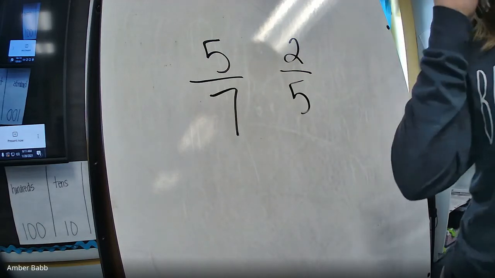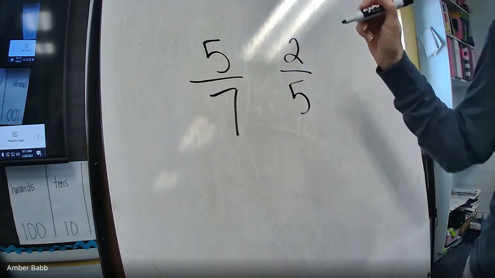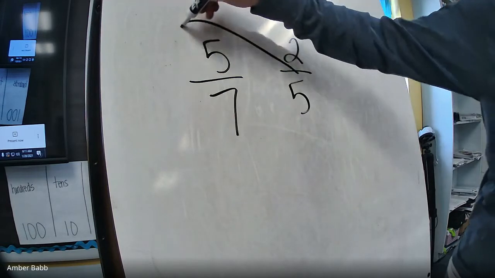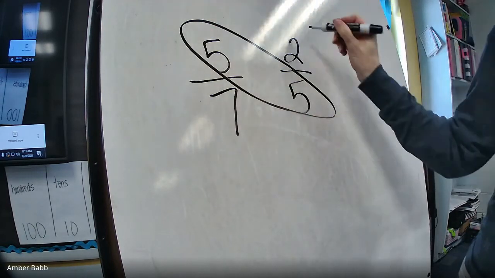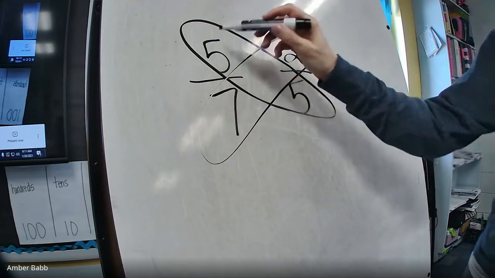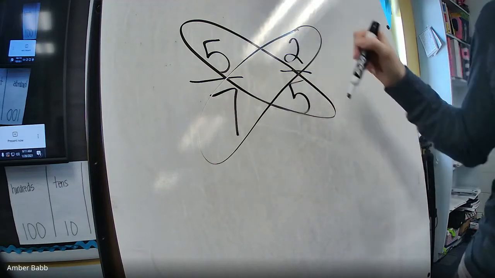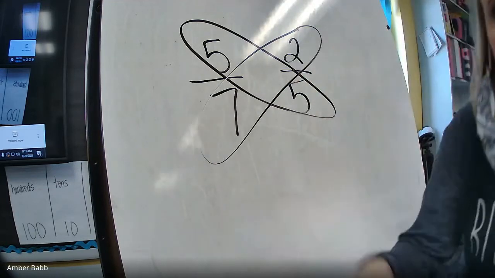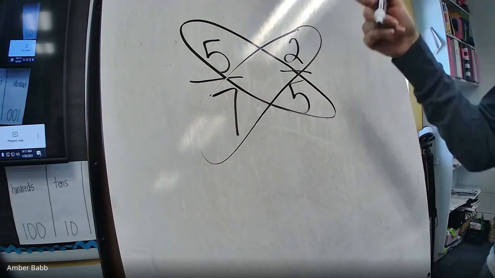So I need to do the butterfly method. When we do the butterfly method, we're drawing a butterfly on top of the fractions. We're going to give it wings. I'm going to make two sets of butterfly wings, and then I'm going to multiply. You see that the butterfly wings make a multiplication symbol? So that reminds you that each wing needs multiplied.